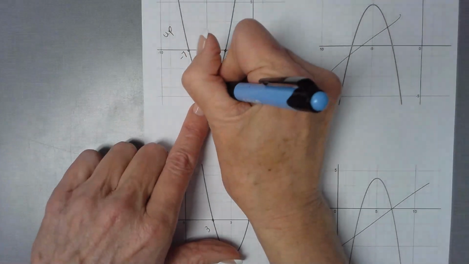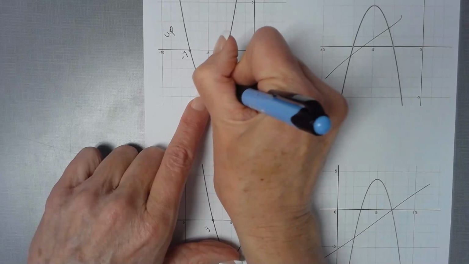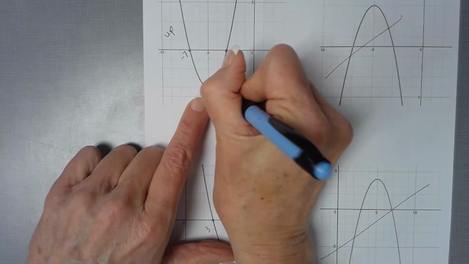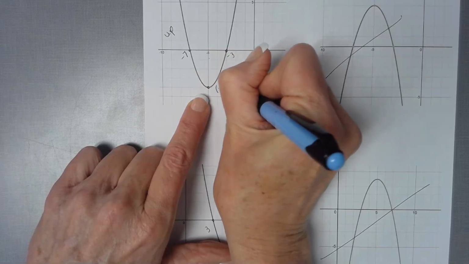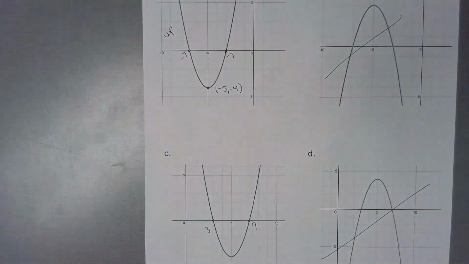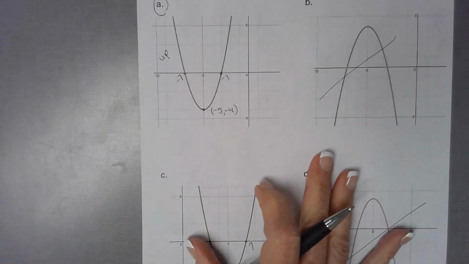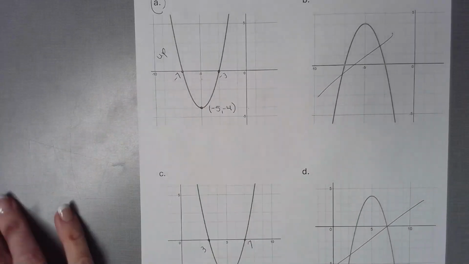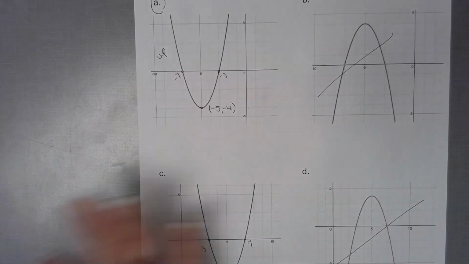We can double check something else. We can double check our vertex. Our vertex is -5, -4. Notice the way the picture is, you can't see your y-intercept. So you had to go by your x-intercepts and your vertex.